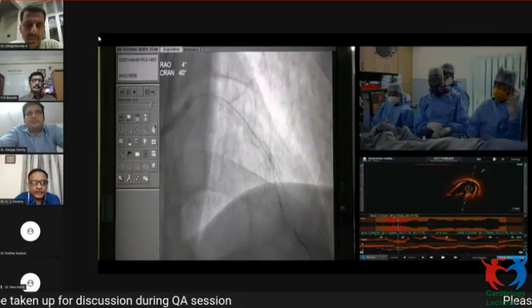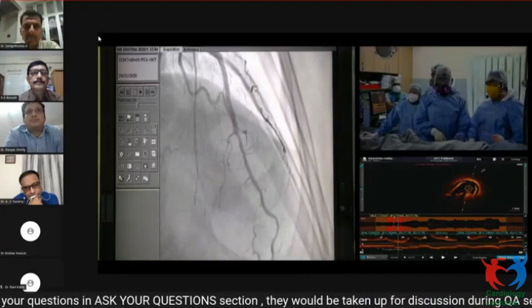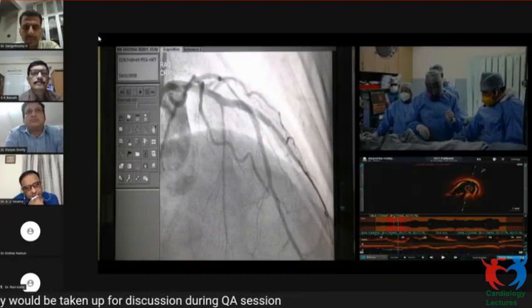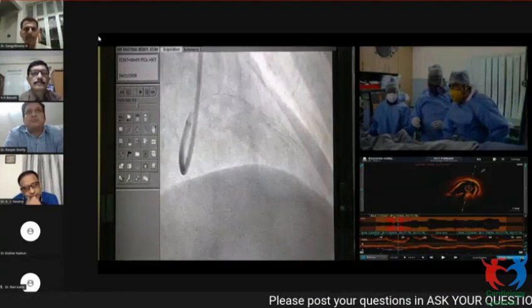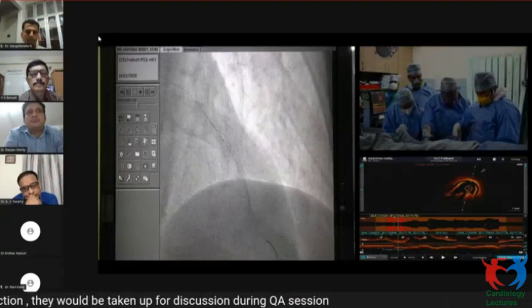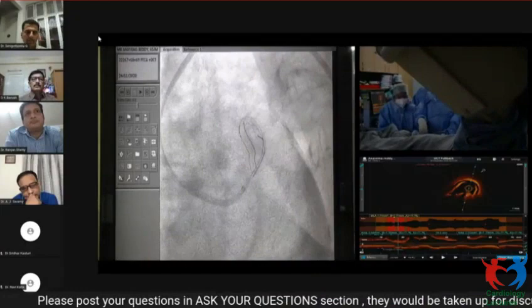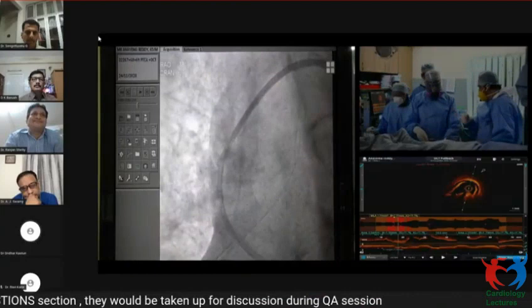Angiographically looks a very pleasing result. Yes. Is the LAD wire out? And I will take the balloon. Come, first. Give me one, three balloon, 3.10 mm.